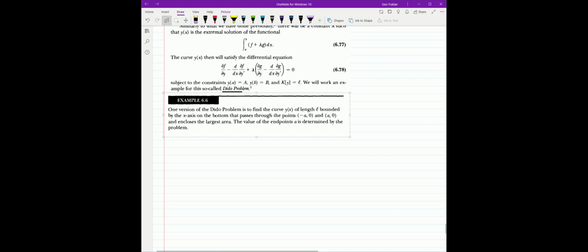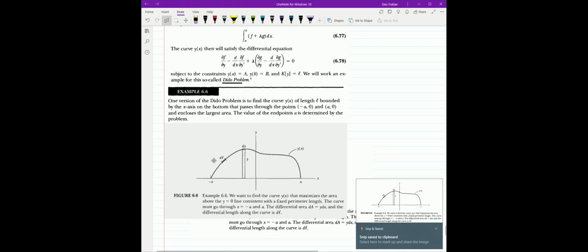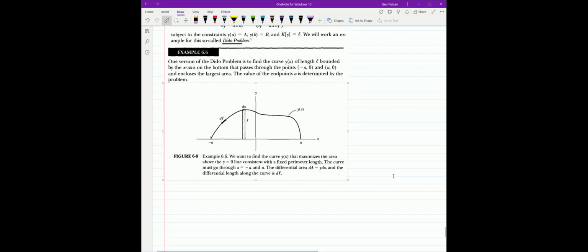So one version of the ditto problem is to find the curve y of x of length L bounded by the x-axis on the bottom that passes through the points negative a0 and a0 and encloses the largest area. The value of the endpoints A is determined by the problem. Okay, so let's look at the diagram of what this is actually asking us to do. So we want to find the curve y of x that maximizes the area above this y equals 0 line consistent with a fixed perimeter length. So it has to go through negative a and a, and the differential area is dA equals y dx, and then the differential length along the curve is dl. This is kind of like how we had ds earlier.